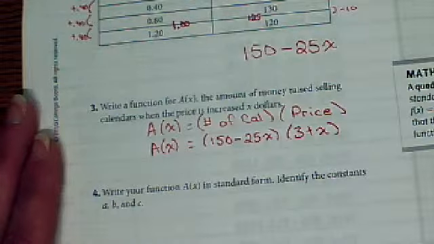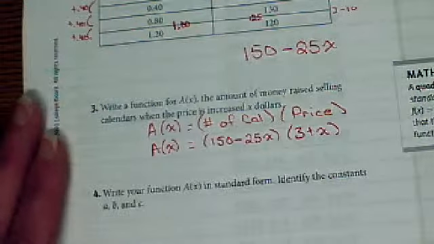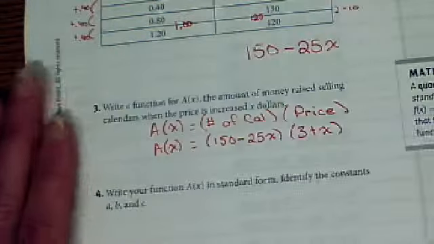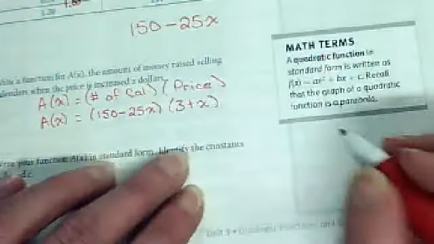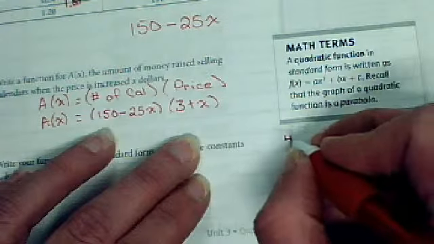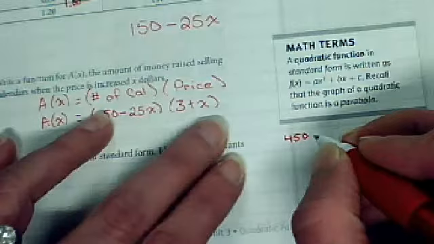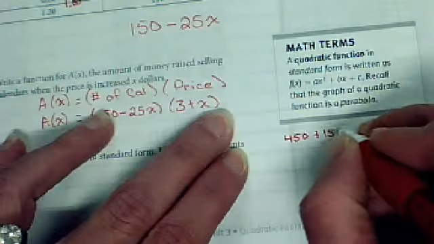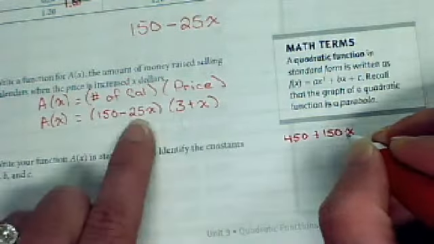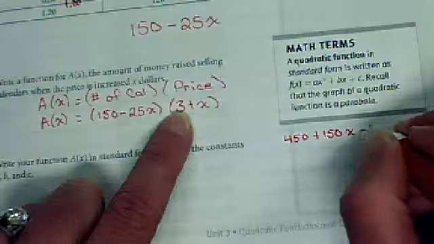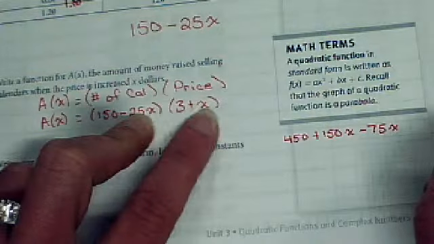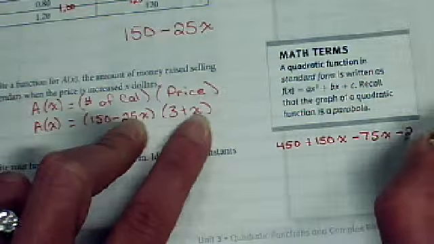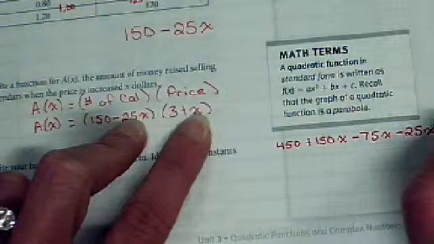And we're going to write this in standard form. Remember, standard form just means to multiply it all out. So I'm going to come off to the side. If I multiply that all out, 150 times 3 would give me 450. 150 times x gives me plus 150x. Negative 25x times 3 is negative 75x. And then negative 25x times x is negative 25x squared.